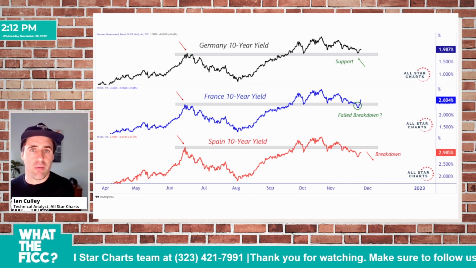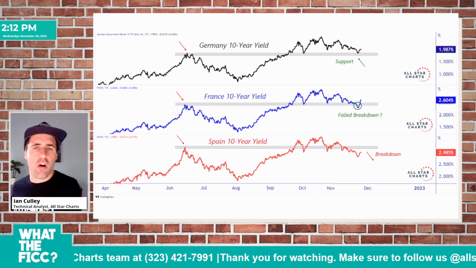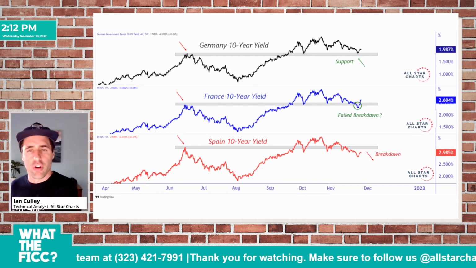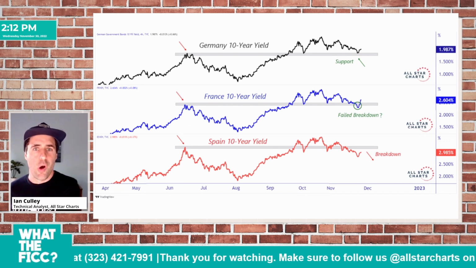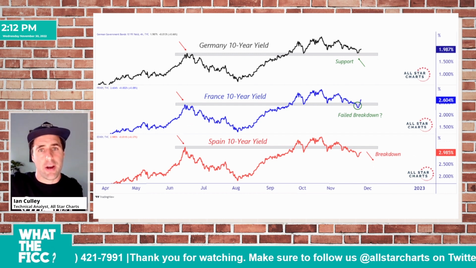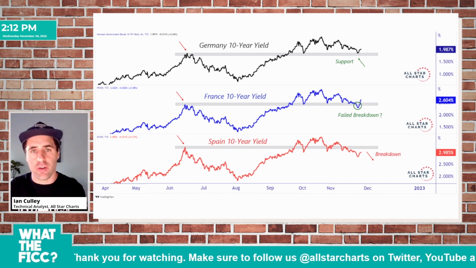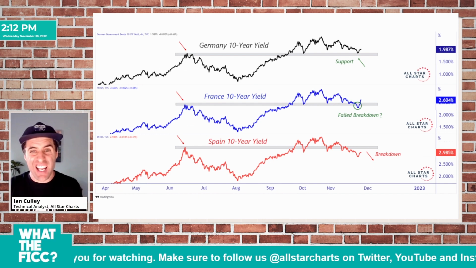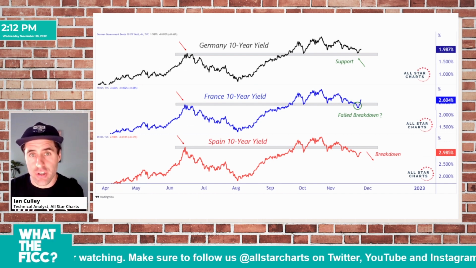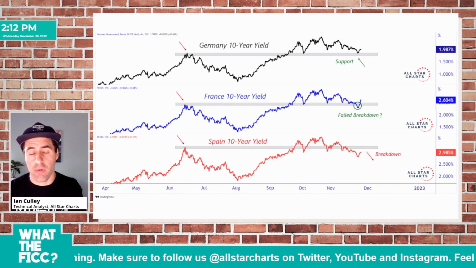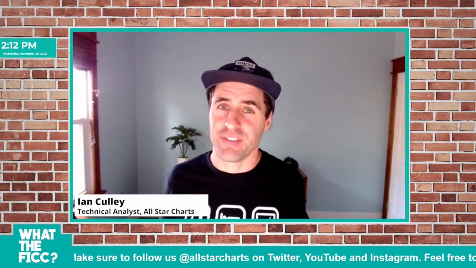So mixed information from European yields, but we imagine that they're all going to move in the same direction, right? These aren't all going to break down and undercut their June pivot lows while US rates continue to rip higher. So we're going to keep an eye on these yields for insight and potential confirmation for the next move in rates. But for now, the trend's higher.